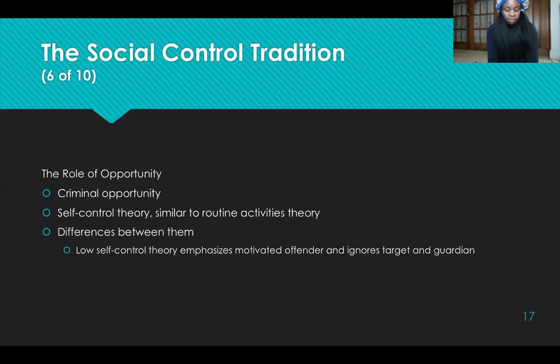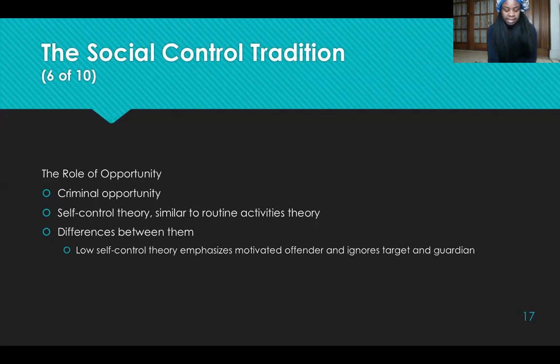The role of opportunity. What explains variation in criminal behavior among low self-control individuals is variation in the opportunities to commit crime. A criminal opportunity is a situation that presents itself to someone with low self-control, by which he or she can immediately satisfy needs with minimal mental or physical effort.